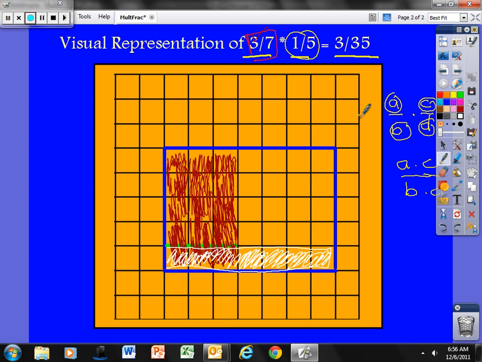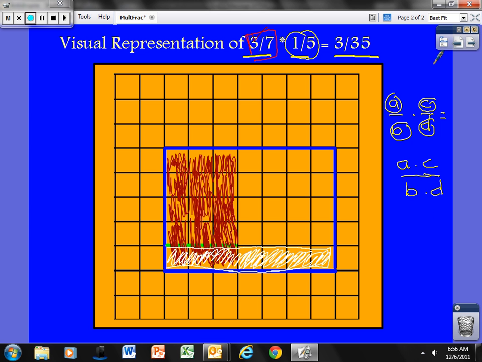Hope that helps you with the visual representation of multiplying fractions. And remember the little algorithm we talked about: A over B times C over D is equal to A times C over B times D.